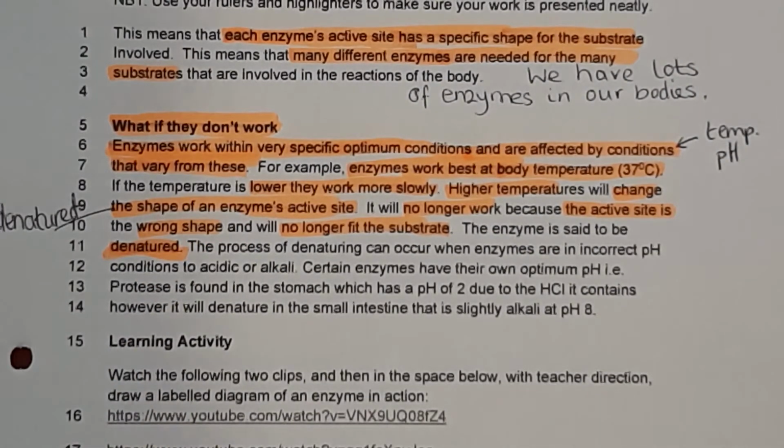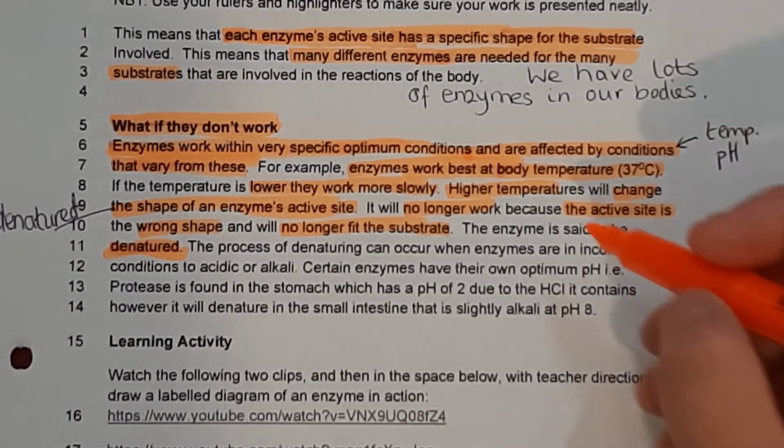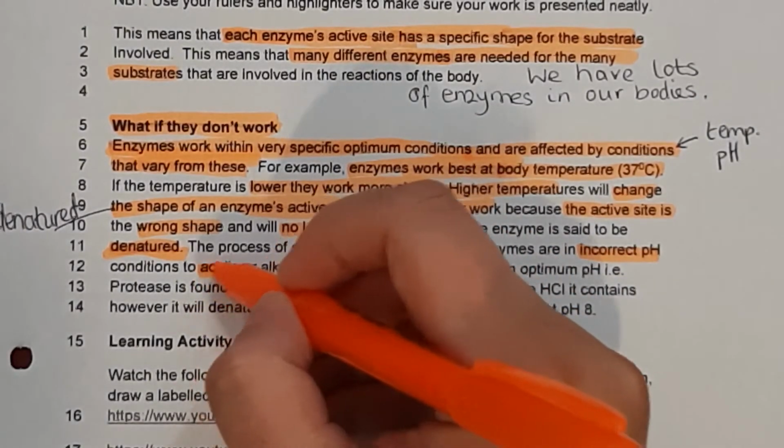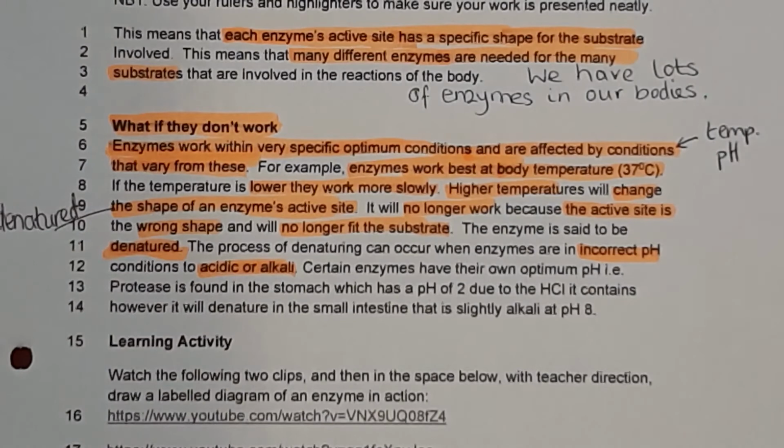So this process of denaturing can occur when enzymes are at the incorrect pH. So if you change your conditions from acidic to alkali or vice versa. Now different enzymes have their own optimum pH. Now most enzymes will work at the pH of water because much of our body is made of water and most of our body is pH 7. However, the digestive enzymes don't always do that.